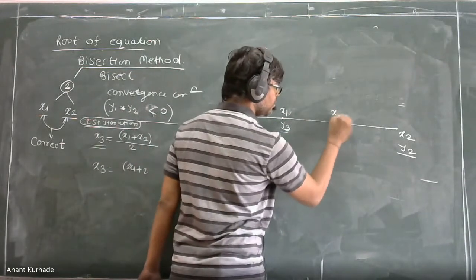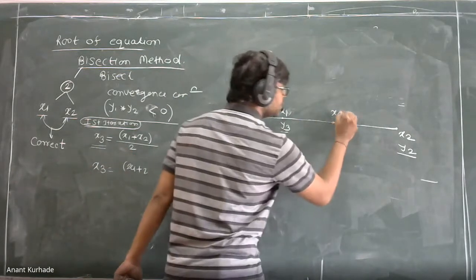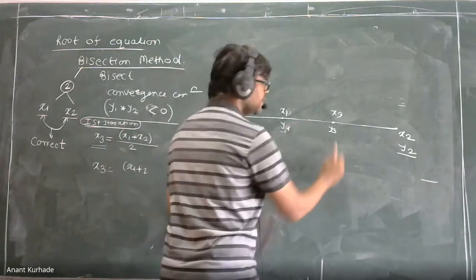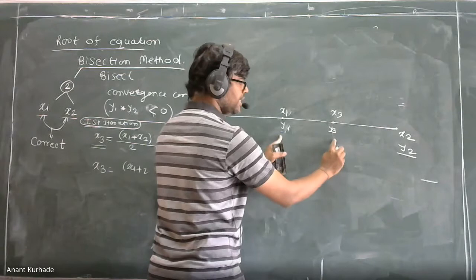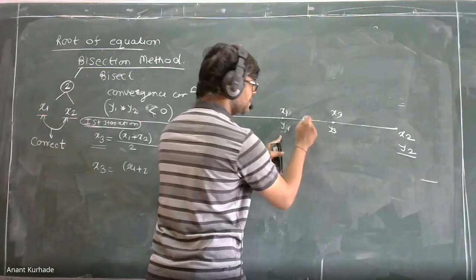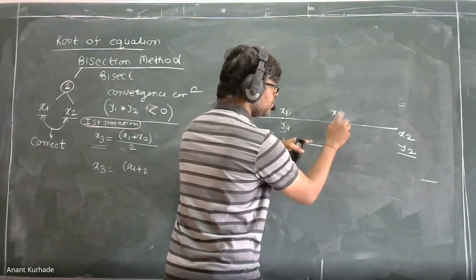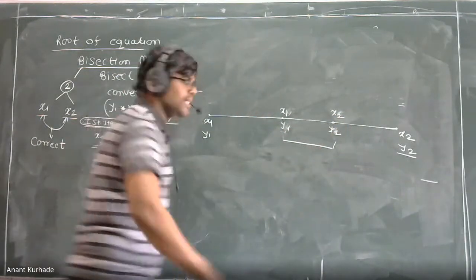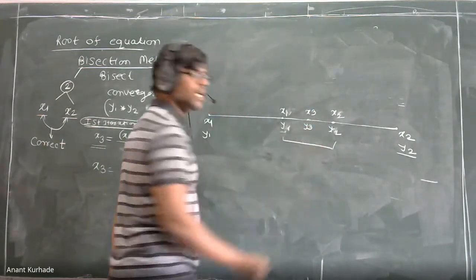Take the average using this formula, say x3, and find out y3. Again take this product. If this product is minus, then we can say the root lies between these two. So we already have x1. Replace this value by x3 and this value by x2. Again find out the new value x3 and y3.